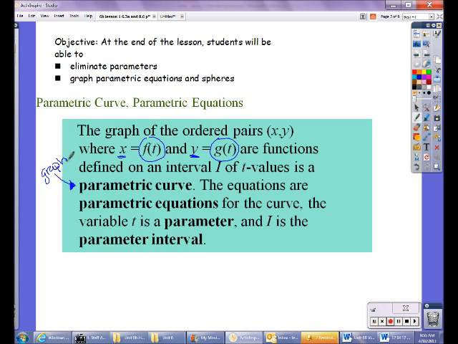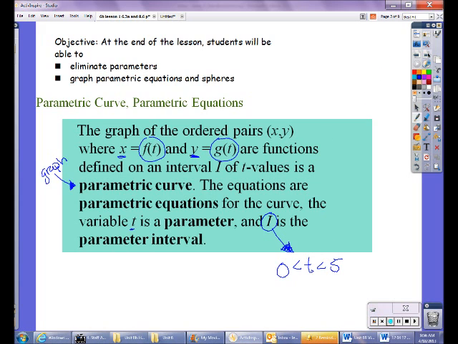Now let's talk about the parts that you'll be seeing. First of all, t. As I said, that's your variable. It's called the parameter. You're always going to have two equations, an x equation and a y equation. Those are called your parametric equations. And lastly, you've got this parameter interval. The interval I is just saying which t values you want to plug in. So let's say I only want to use the values of t between 0 and 5. Then that is your parameter interval. Those are the only values you're going to be plugging into your x and y parametric equations.